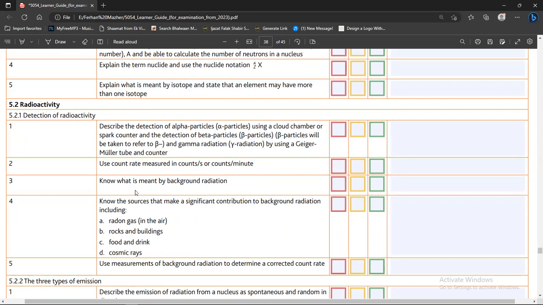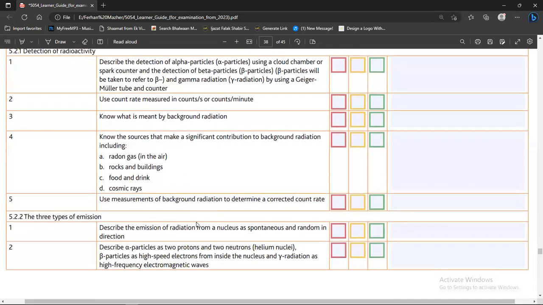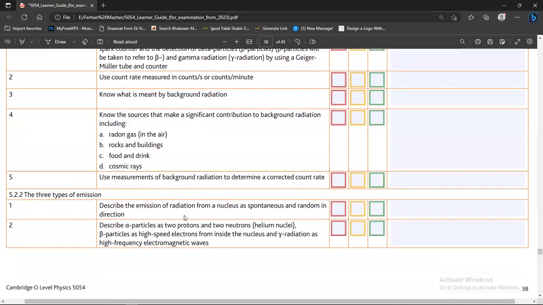Know what is meant by background radiation. This definition comes frequently in the paper. Know the sources that make a significant contribution to background radiation, including radon gas in the air, rocks and buildings, food and drink, cosmic rays. Use measurements of background radiations to determine a corrected count rate.